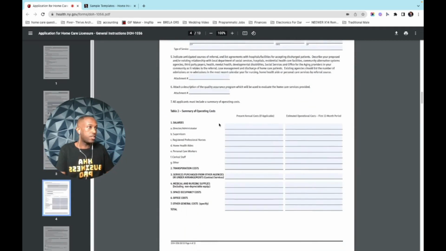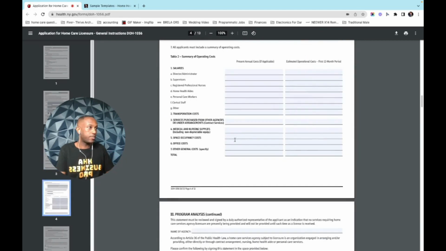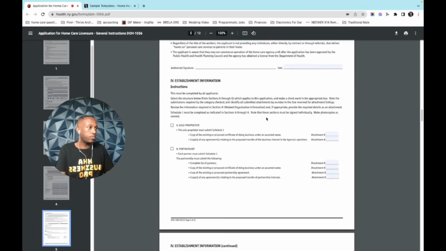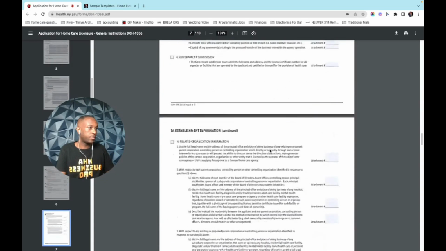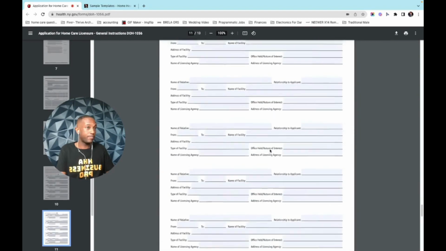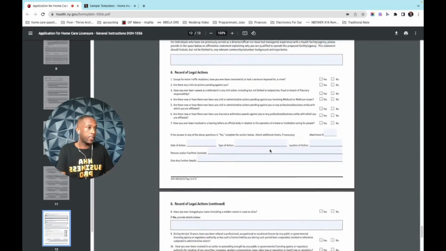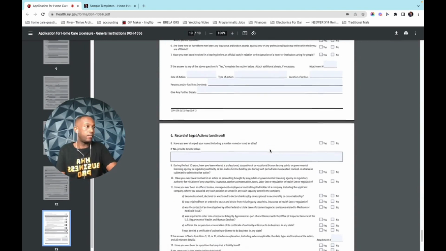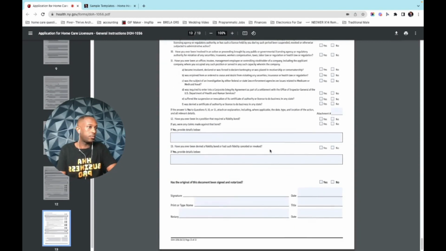Again, you'll see there are more fields for you to fill out here. You keep scrolling, there are even more fields for you to fill out here. As you keep going, there's a lot of information to fill out here, as you can see. Keep going, keep going. There we go. So it'll be a total of 13 pages. It's not intimidating. You can do it, and it's possible.